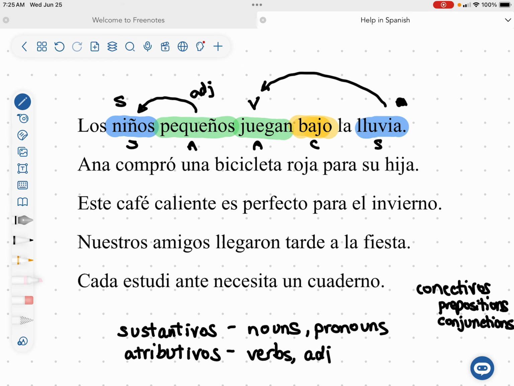All right. So the words that point to the nouns are la, which means the, and los, which means the. And those are our definitivos.